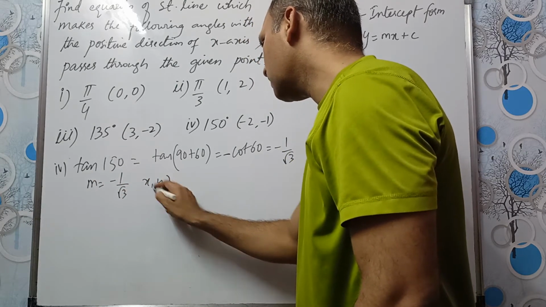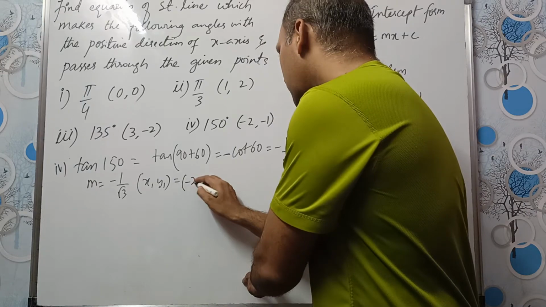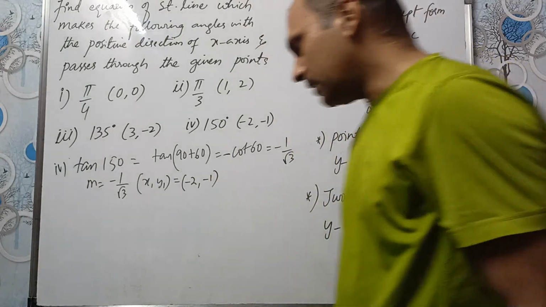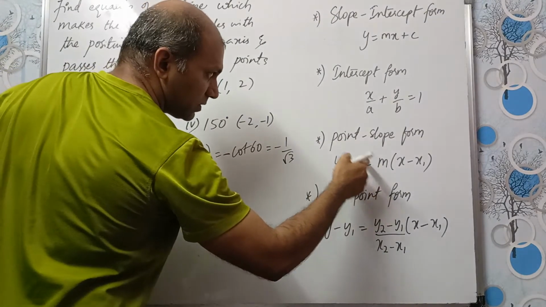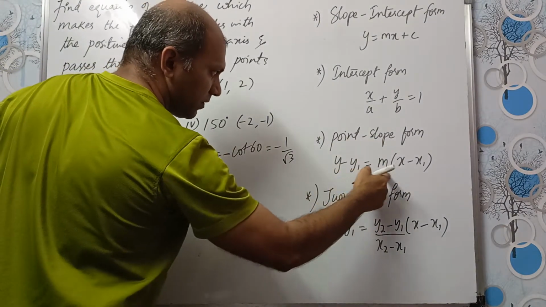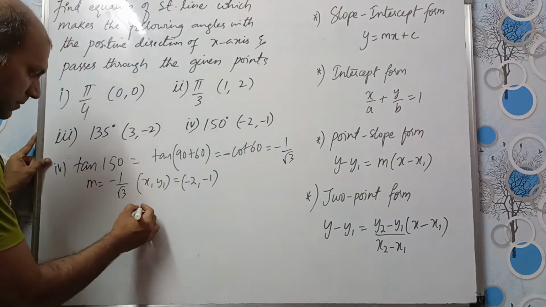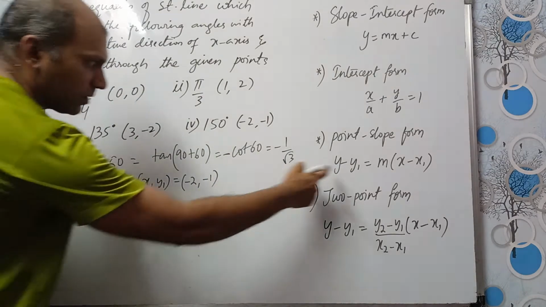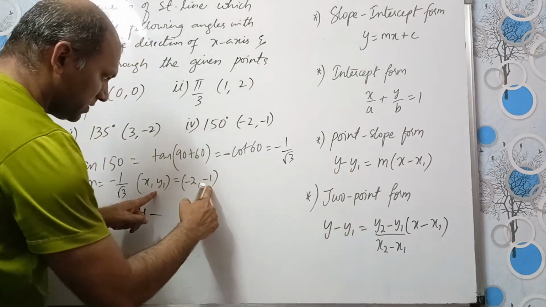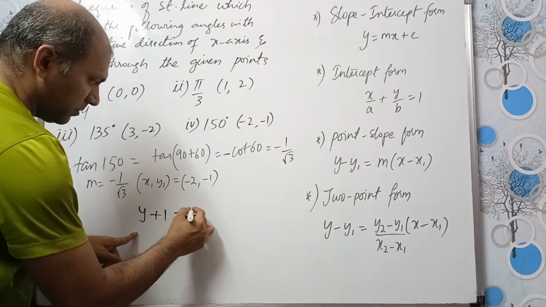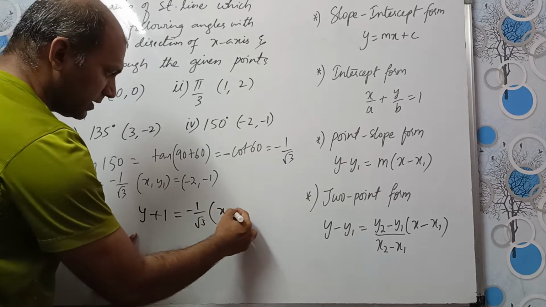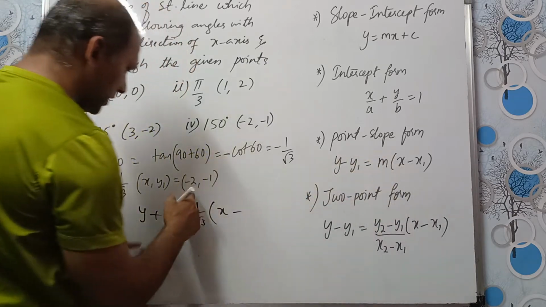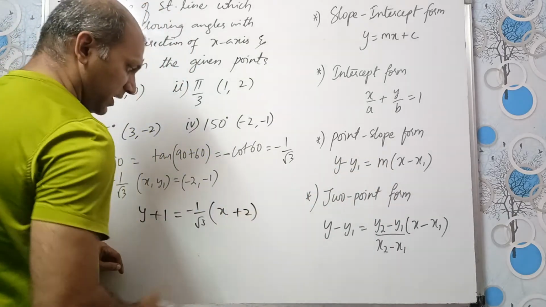And we have x1 y1 is equal to minus 2 comma minus 1. Let us substitute in point slope form. Y minus y1 is equal to m into x minus x1. So y minus y1, y1 is minus 1, so minus of minus 1 will become plus. This is 1 by minus 1 by root 3 x minus x1, x1 is minus 2, so this will be minus of minus will become plus.